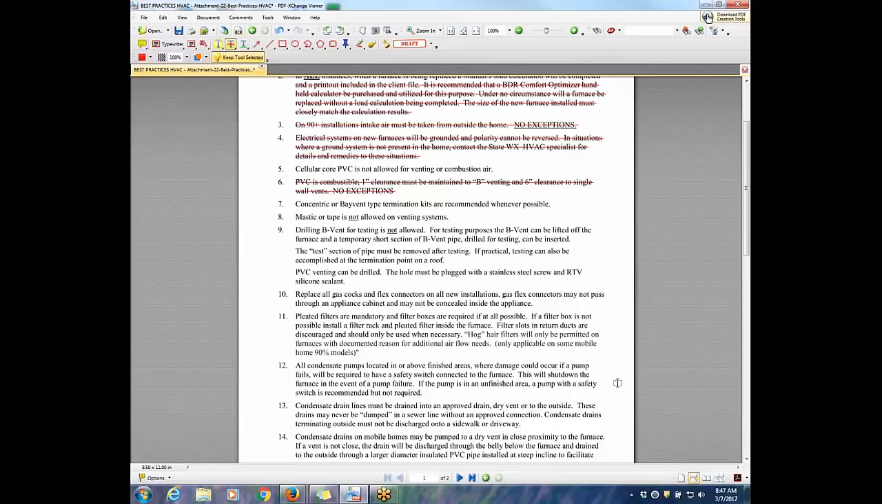That being said, I have letters from four of the major B-vent manufacturers that say they're fine with drilling their product as long as you follow some common sense items. Common sense item number one: if you're going to drill B-vent, drill at the joint.